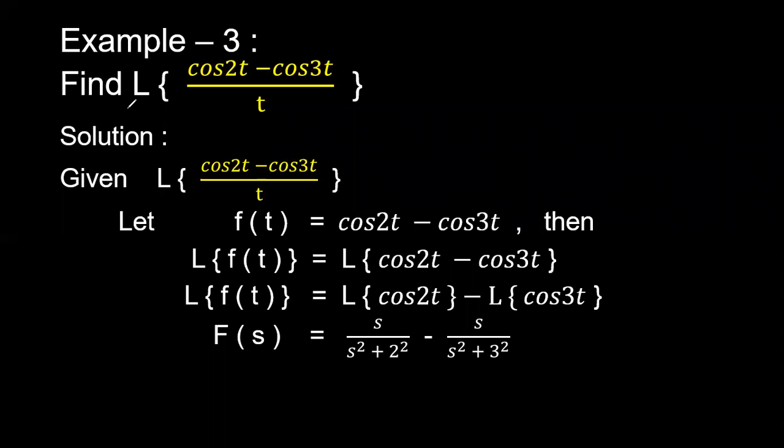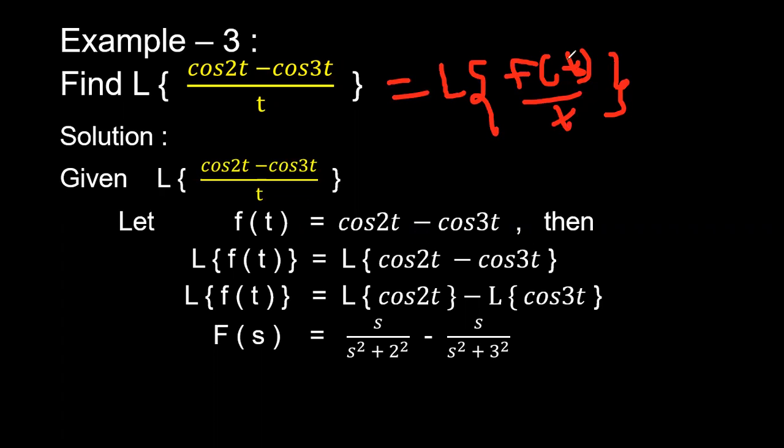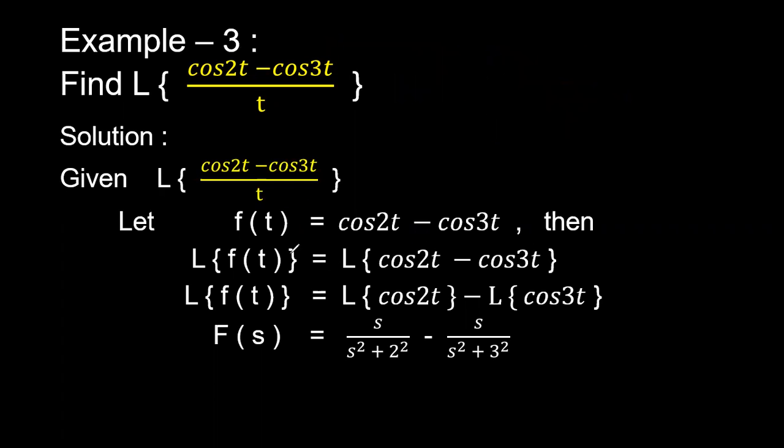If you carefully see this third problem, Laplace transform of cos 2t minus cos 3t by t, again this should be compared with the basic form, that is f of t by t. What is f of t? The complete numerator is your f of t. So f of t is equal to cos 2t minus cos 3t.